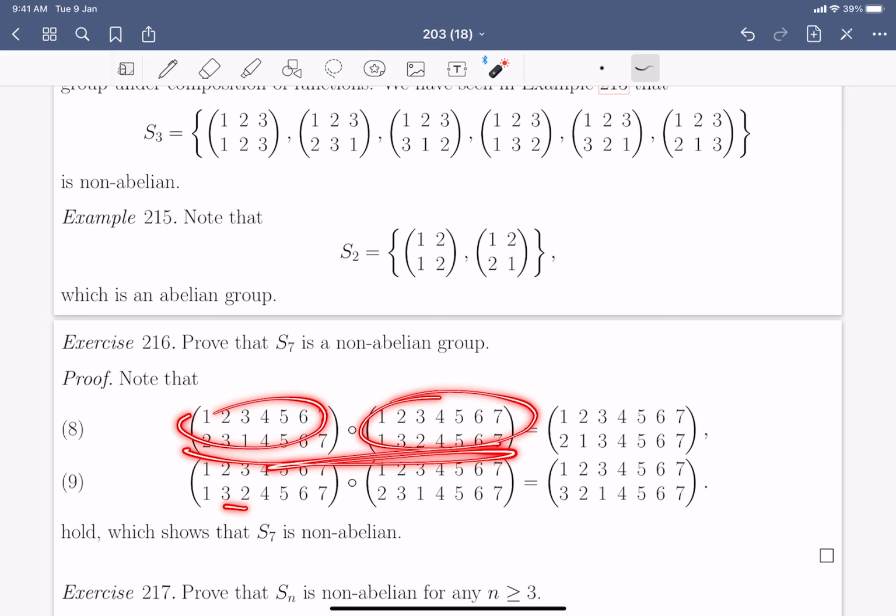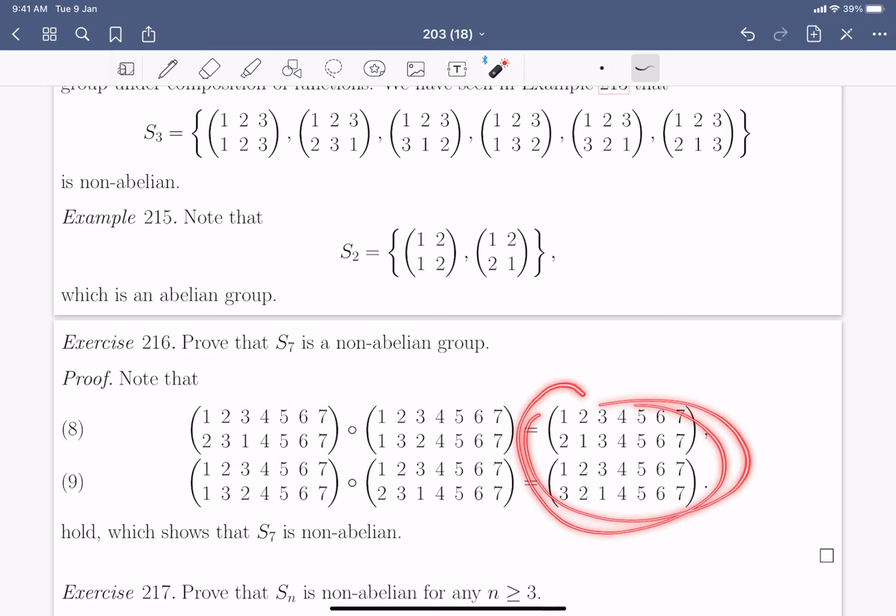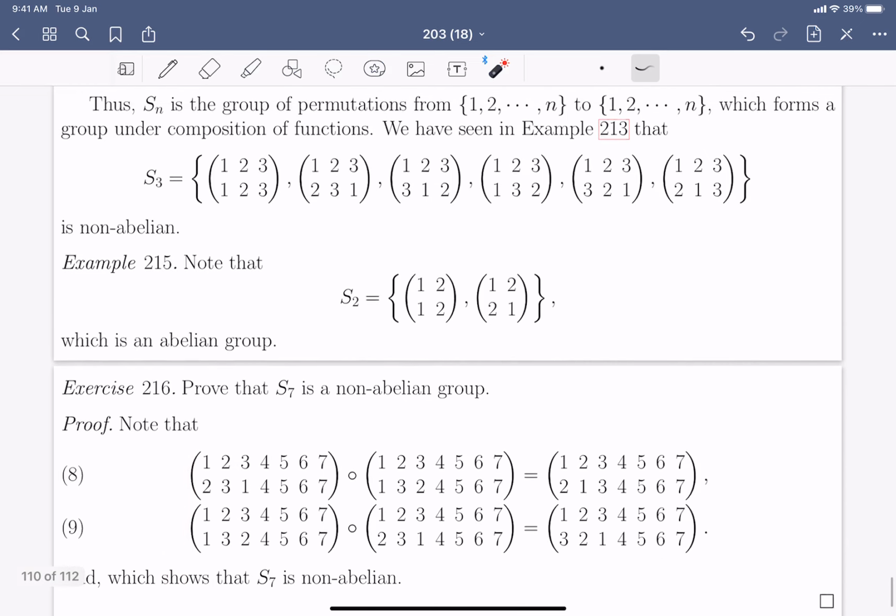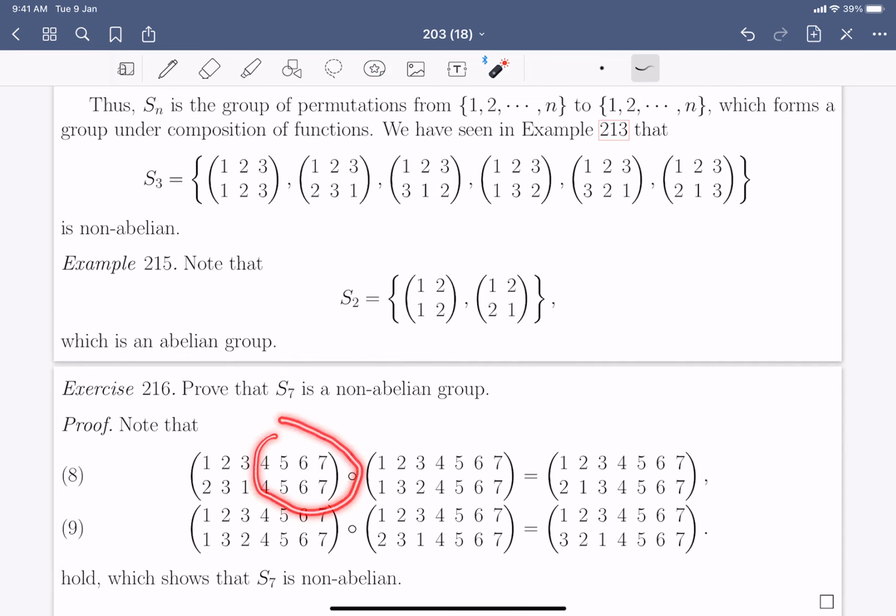Compose them in this order first, and then I change the order. What I end up obtaining, these two are two distinct elements. At this stage, you might wonder from where I got all this motivation to consider all this. You first note that I haven't changed 4, 5, 6, 7.